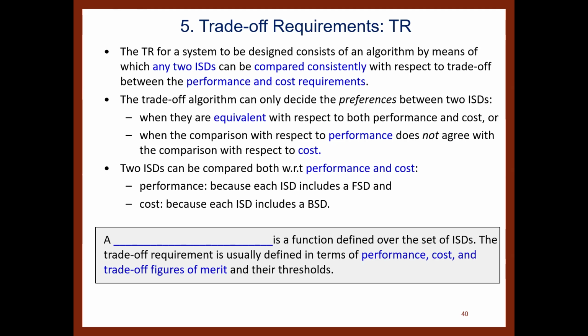When they are equivalent with respect to both performance and cost, when the comparison with respect to performance does not agree with the comparison with respect to cost. Two ISDs can be compared both with respect to performance and cost. Performance, because each ISD includes a functional system design, and cost, because each implementable system design includes a buildable system design. A trade-off figure of merit is a function defined over the set of implementable system designs. The trade-off requirement is usually defined in terms of performance, cost, and trade-off figure of merit and their thresholds.